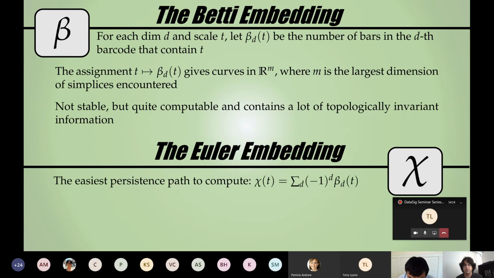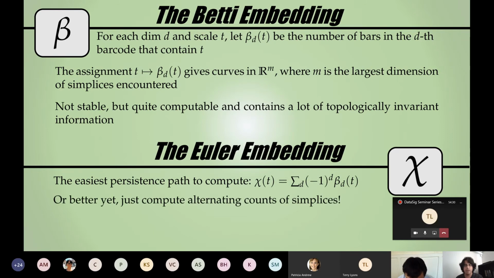It's the easiest thing to compute on the planet. This is the alternating sum of the Bettis over the dimension. And there's a consequence of the rank-nullity theorem: instead of computing all these Betti numbers by doing linear algebra, you can just take alternating counts of simplices in the simplicial complex.